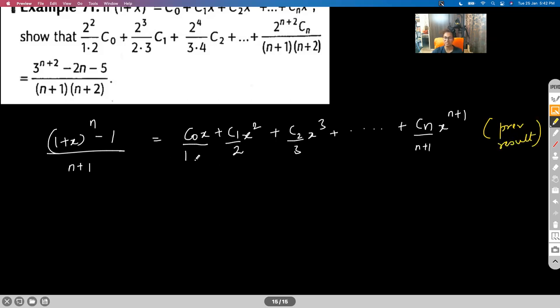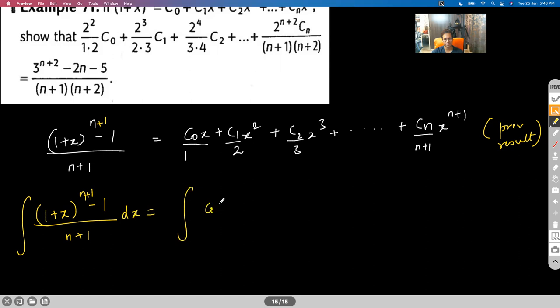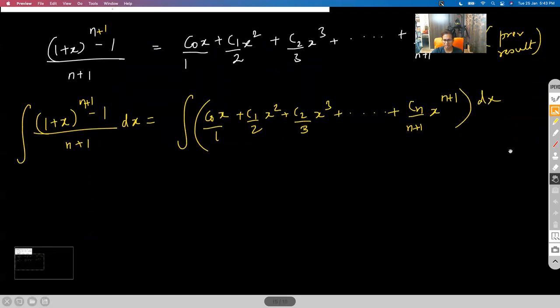And you need to remember this because you can't do the same obvious step again and again. So this was the result which we had done in our previous slide. So here now again integrate with respect to x once again. Sorry, this was n plus 1. Integrate this with respect to x once again, till cn by n plus 1 x to the power n plus 1 dx.